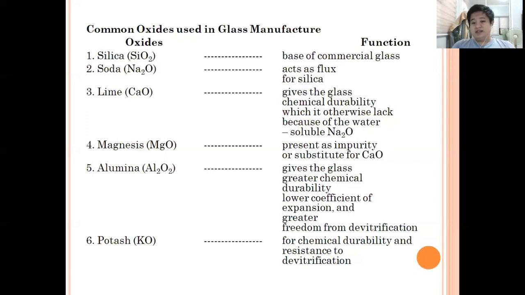And lastly, that is now the potash. Potash is the most used oxide in order to add greater durability to glasses. So commonly, potash is added to glasses that are made up of bulletproof glass, or in order to add a greater amount of durability to glasses, potash is added.